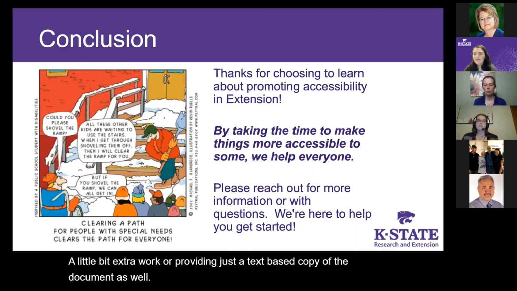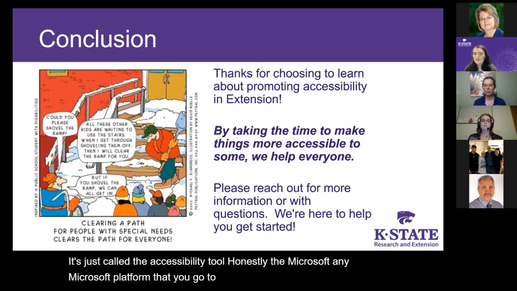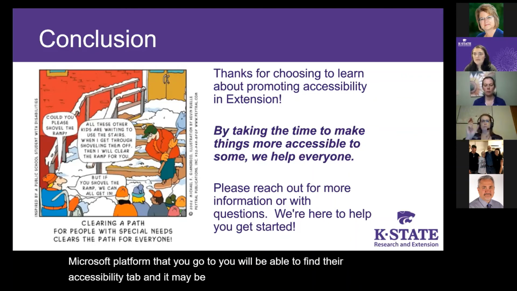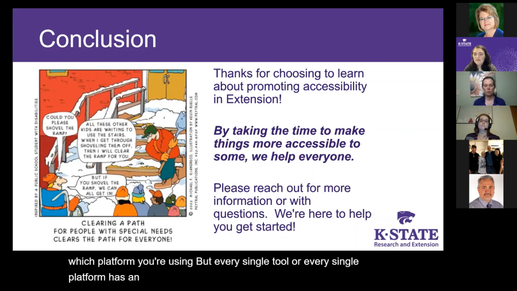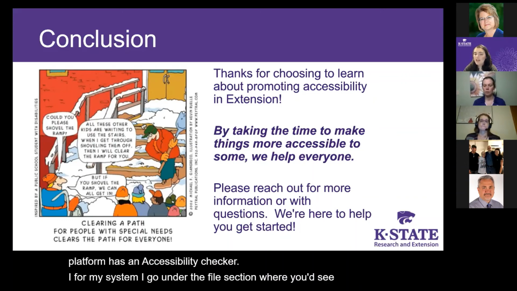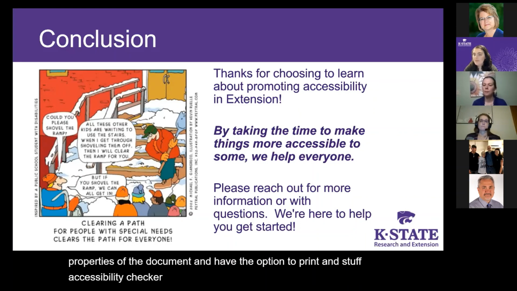It's just called the accessibility tool, honestly. Any Microsoft platform that you go to, you will be able to find their accessibility tab. It may be buried under the help menu, depending on which platform you're using, but every single platform has an accessibility checker. For my system, I go under the file section, where you'd see the properties of the document and the option to print and stuff. Accessibility checker is on there for me.